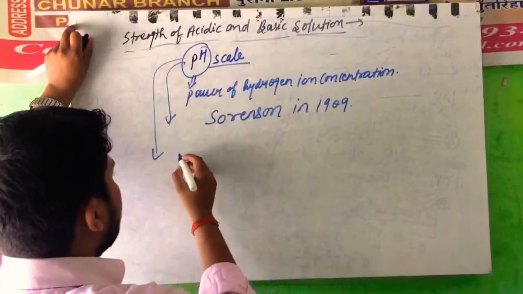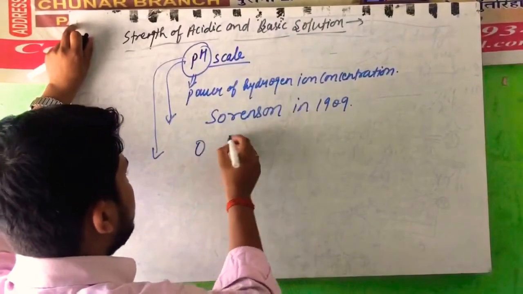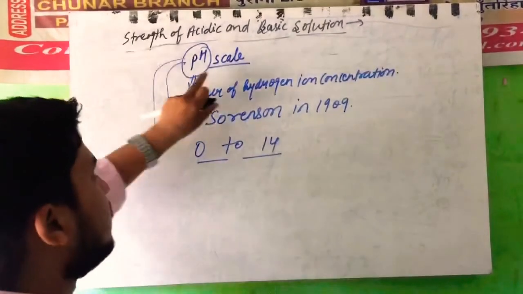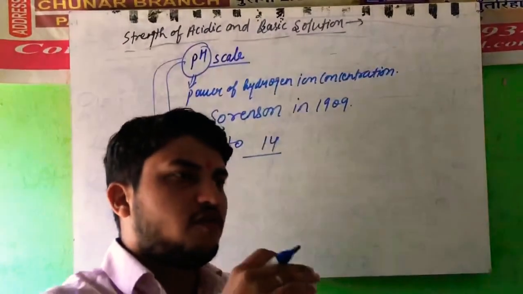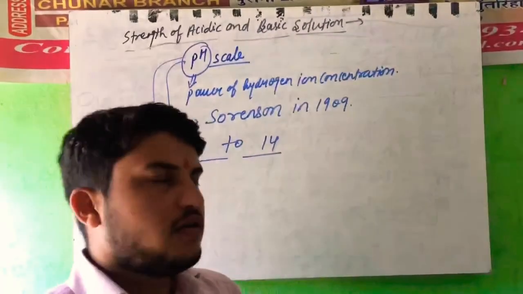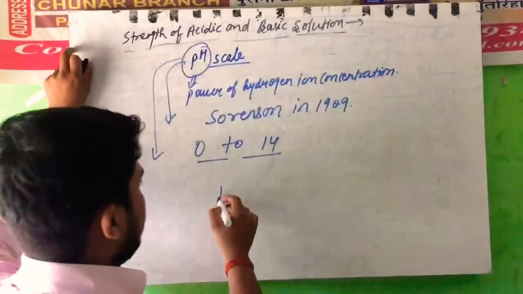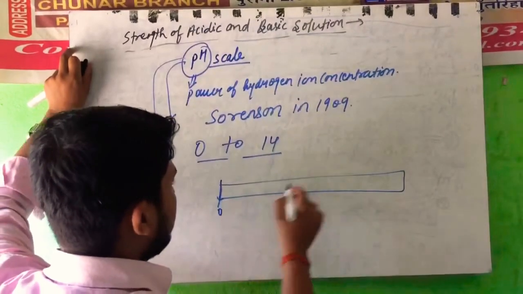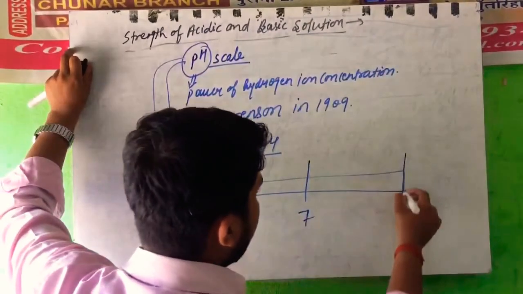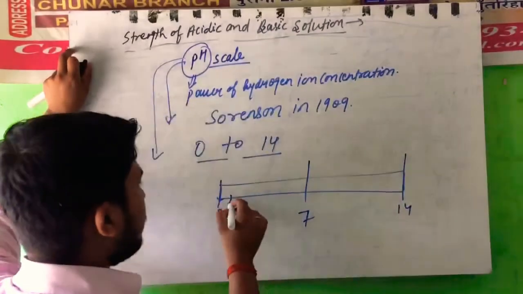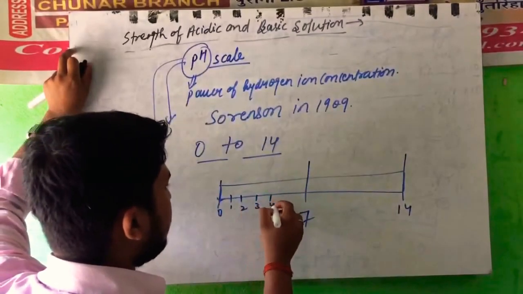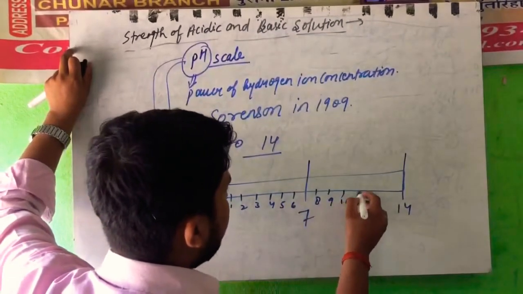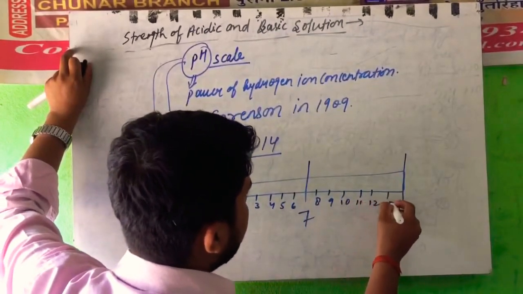Now, in this scale the numbers go from 0 to 14. Suppose this is the pH scale. Here 0, here 7, and here 14. Okay, 1, 2, 3, 4, 5, 6, 8, 9, 10, 11, 12, 13 and 14.